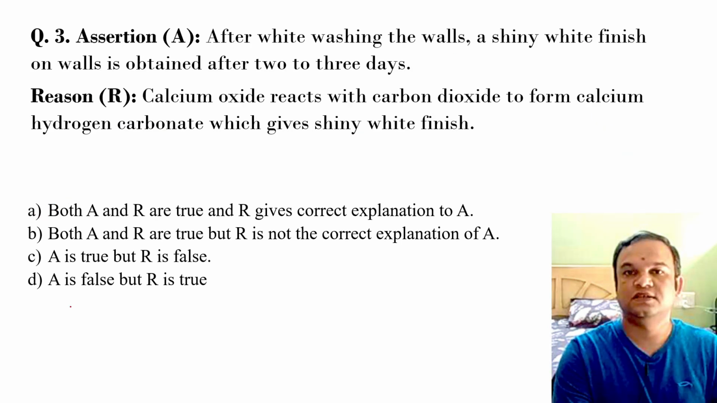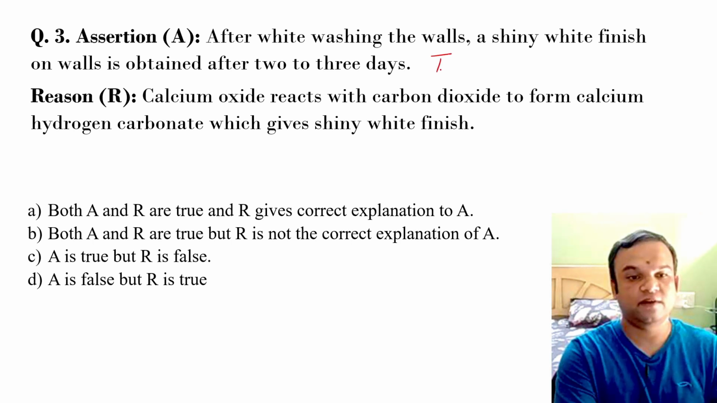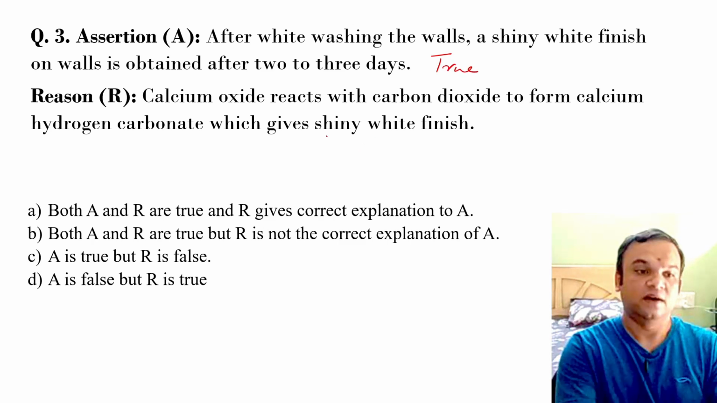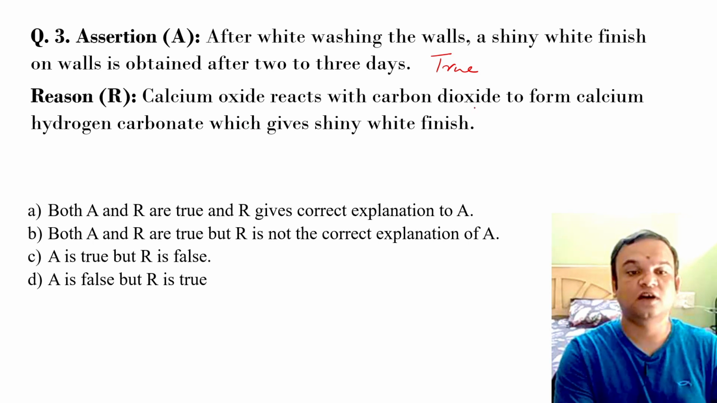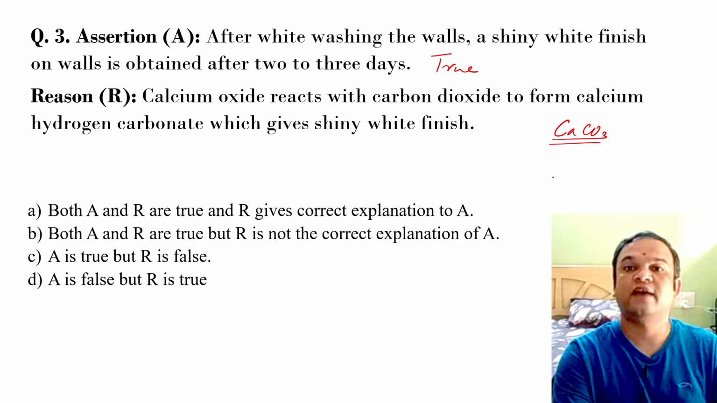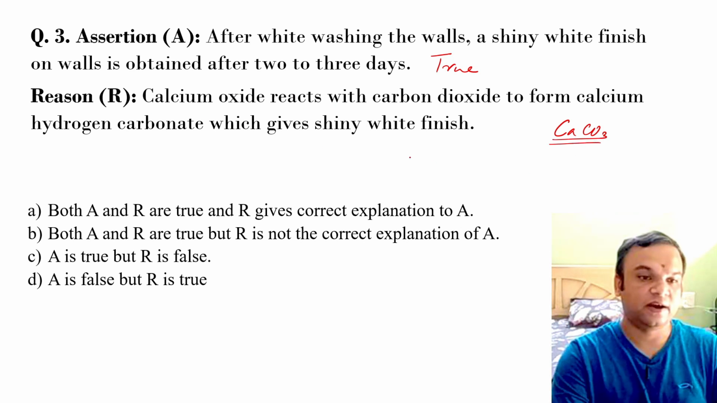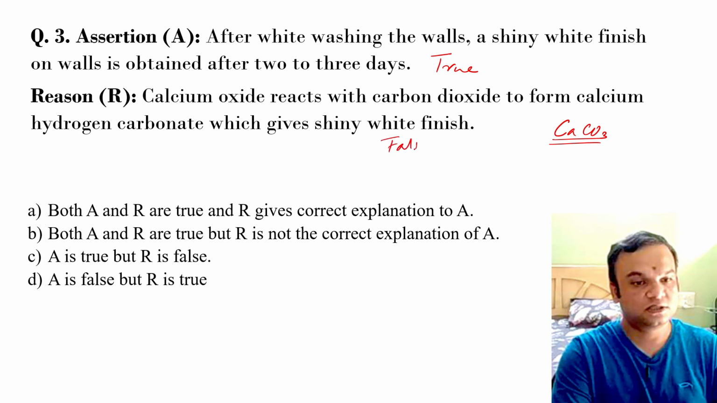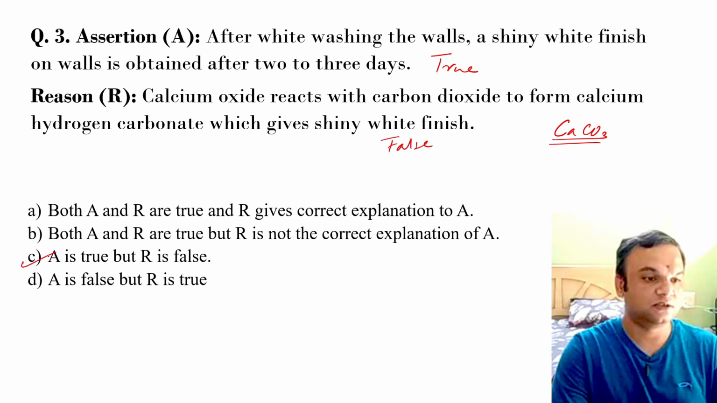In the next question, assertion states that after whitewashing the walls, a shiny white finish on walls is obtained after 2 to 3 days. So students, you might have observed it whenever whitewashing has been done in your homes, and that is why it is a true statement. Reason states that calcium oxide reacts with carbon dioxide to form calcium hydrogen carbonate, which gives shiny white finish. Students, here the compound that is formed is CaCO3, that is calcium carbonate. It is not calcium hydrogen carbonate, and that is why this is a false statement, and option C will be the correct answer for this question.